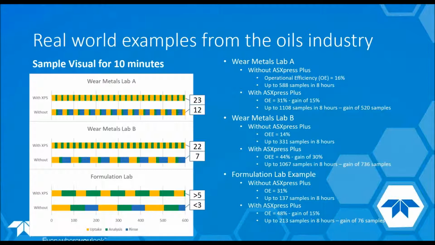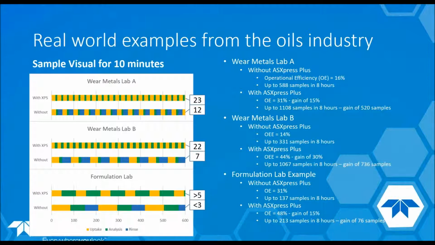For Wear Metals Lab B, it was a little bit more striking. Without the Express, they were only running 7 samples across 10 minutes. With the Express, very similar to this first lab, they were able to get 22 samples in 10 minutes time. They went from an operational efficiency of 14% to an operational efficiency of 44%. That's a gain of 30%. So that's a huge uptick in how much of their time was actually spent analyzing. And in terms of their samples in 8 hours, it very nearly tripled. They went from 330 samples up to 1067.